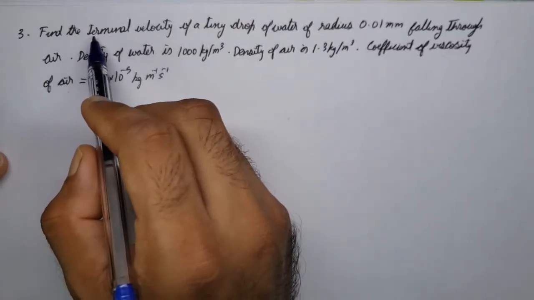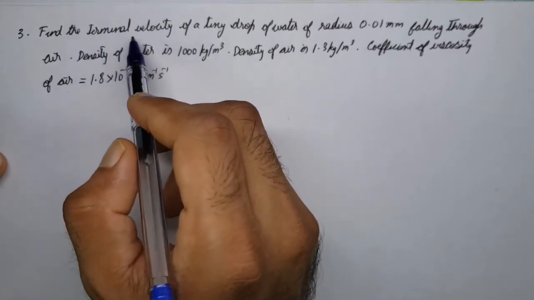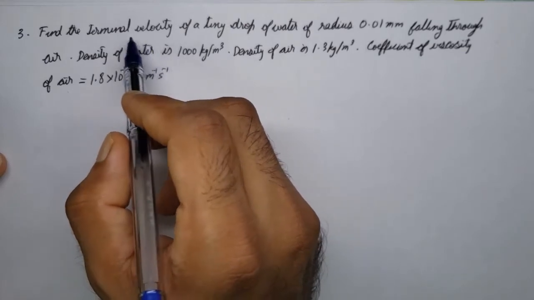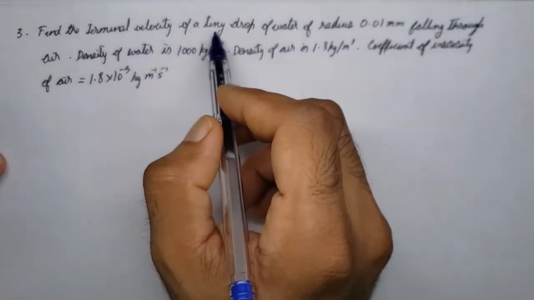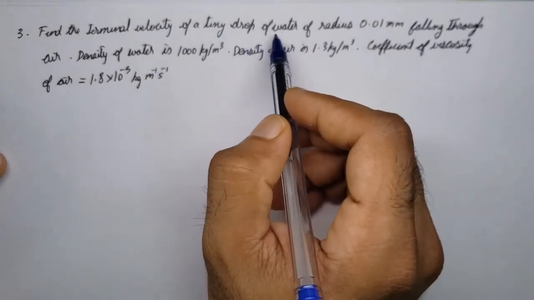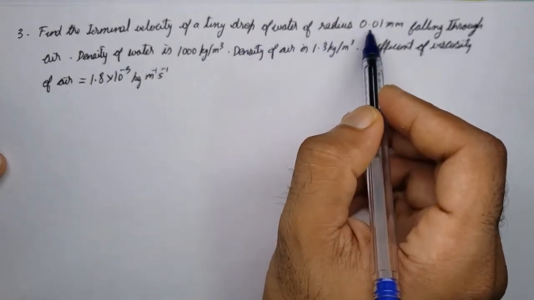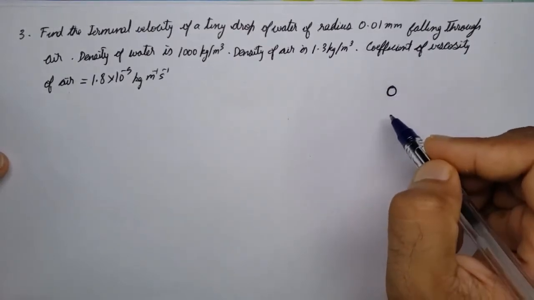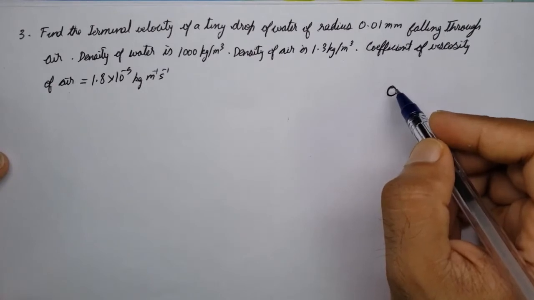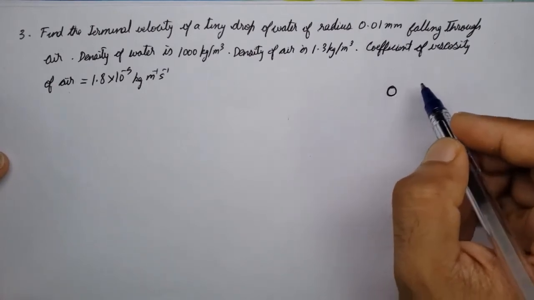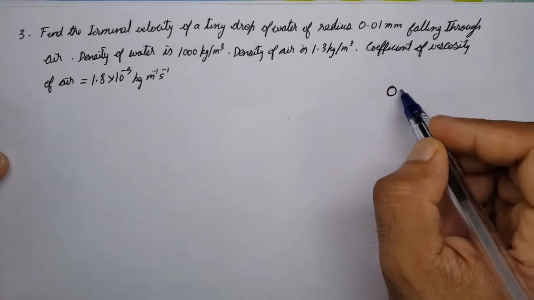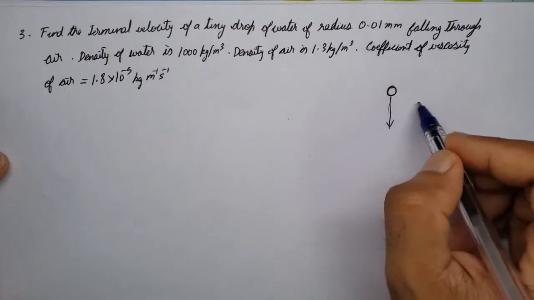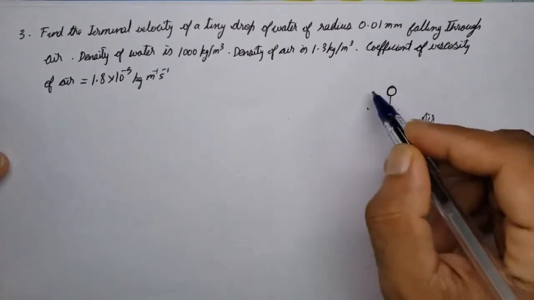ഇവിടെ എന്താ പറയുന്നത്, നമുക്ക് ടെർമിനൽ വെലോസിറ്റീൻ്റെ പ്രോബ്ലമാണ്. സോ വി നോ ദാറ്റ് വി ഹാവ് ടു യൂസ് സ്റ്റോക്സ് ഇക്വേഷൻ വെച്ചിട്ടുള്ള ഫോർമുലയാണ് നമുക്ക് ഉപയോഗിക്കേണ്ടത്. ഇവിടെ ഒരു ടൈനി ഡ്രോപ്പ് ഓഫ് വാട്ടർ ഓഫ് റേഡിയസ് 0.01 മില്ലിമീറ്റർ, ഒരു വെള്ളത്തിൻ്റെ തുള്ളി മേഘങ്ങളിൽ നിന്ന് ഇവിടെ അന്തരീക്ഷത്തിലൂടെ താഴത്തോട്ടൊക്കെ വീഴണം. സോ ദിസ് ഇസ് എ ഡ്രോപ്ലെറ്റ് ഓഫ് വാട്ടർ ആൻഡ് ഇസ് ഫാളിങ് ത്രൂ എ മീഡിയം. ഇവിടെയുള്ള മീഡിയം മീൻസ് ബേസിക്കലി എയറിലൂടെയാണ് താഴത്തൊക്കെ വീഴുന്നത്.